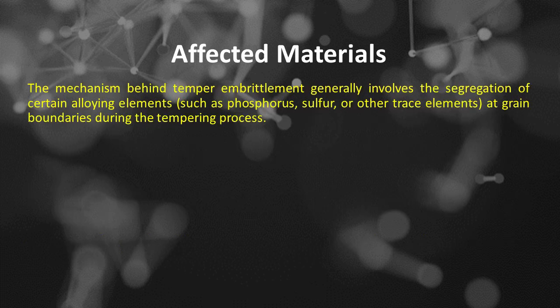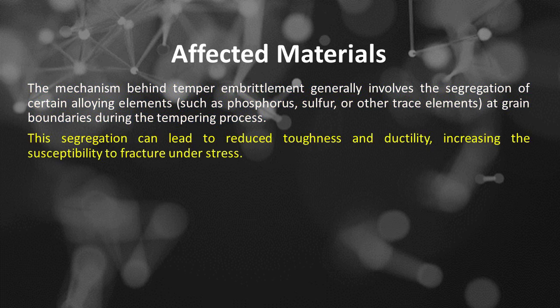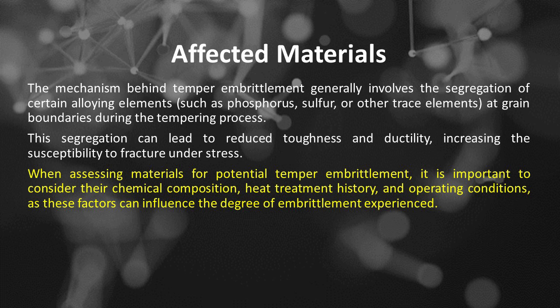The mechanism behind temper embrittlement generally involves the segregation of certain alloying elements, such as phosphorus, sulfur, or other trace elements, at grain boundaries during the tempering process. This segregation can lead to reduced toughness and ductility, increasing the susceptibility to fracture under stress. When assessing materials for potential temper embrittlement, it is important to consider their chemical composition, heat treatment history, and operating conditions, as these factors can influence the degree of embrittlement experienced.